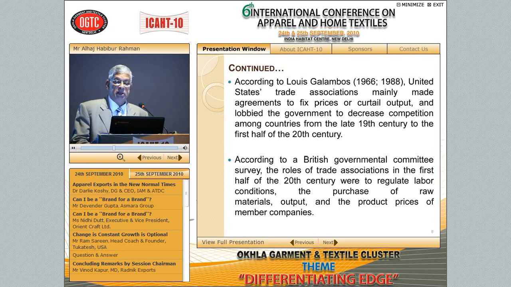According to Louis Galambos, United States trade associations mainly made agreements to fix prices or curtail output, and lobbied the government to decrease competition among countries from the late 19th century to the first half of the 20th century. According to a British governmental committee survey, the role of trade associations in the first half of the 20th century was to regulate labor conditions, the purchase of raw materials, output, and the product prices of member companies.